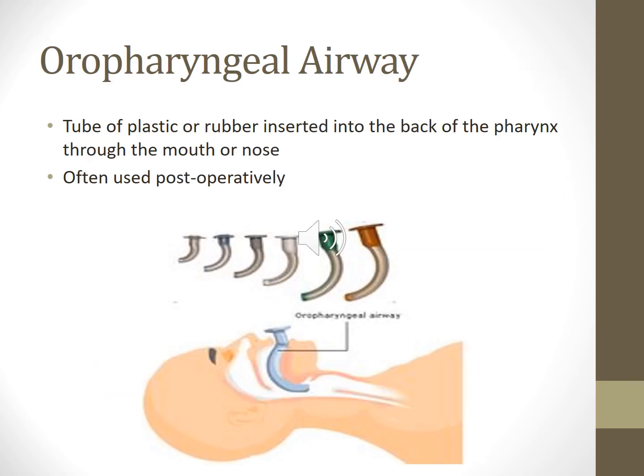As we come to the end, or near the end of this chapter, the last few slides are about artificial airways. And so your oropharyngeal airway, this is a tube of plastic or rubber, and we see this inserted in the back of the pharynx through the nose or the mouth. This is often used post-operatively, and it keeps the tongue from blocking the airway. So it's really important that the correct size is used so as not to hinder that airway. So again, this is just an overview so that if you see this, you understand what it is and what it's used for.